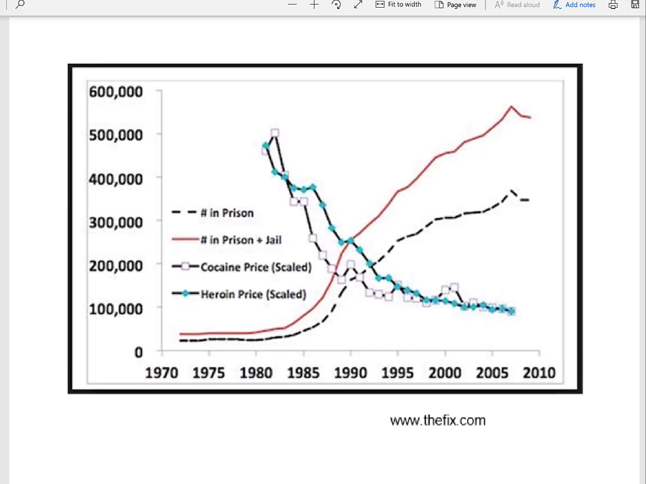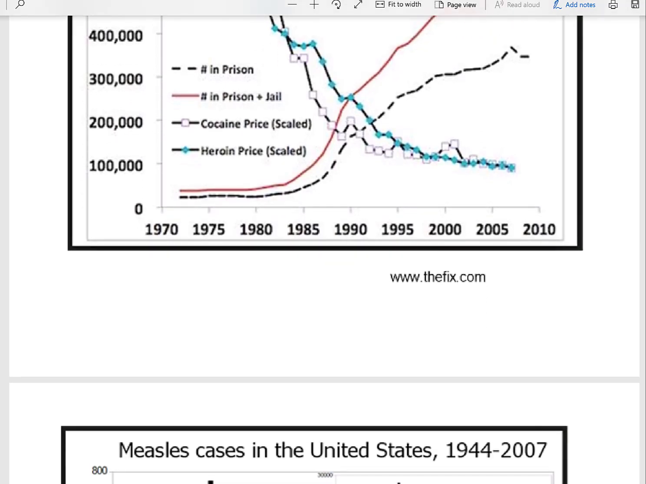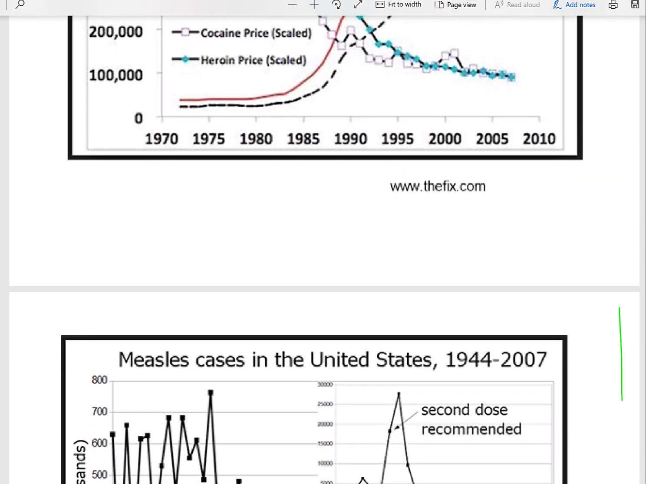All right, here's another real world example. It's showing the correlation between the number of people in prison and jail and the price of cocaine and heroin. We see that as the number of people in prison and jail increase, the price of cocaine and heroin decrease. So think about when people are doing studies, right? They see what the correlation is.